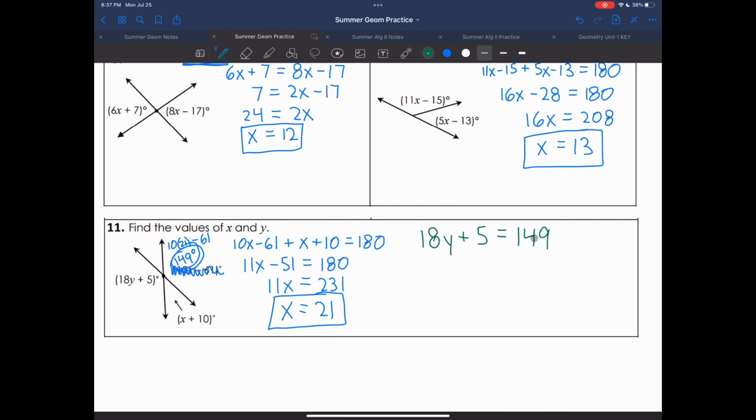So I'm going to subtract 5 from both sides. So I'm going to get 18y equals 144. And then dividing by 18, we get a nice whole number. That's going to give me just 8. y equals 8. And that was a bit of a challenging one.